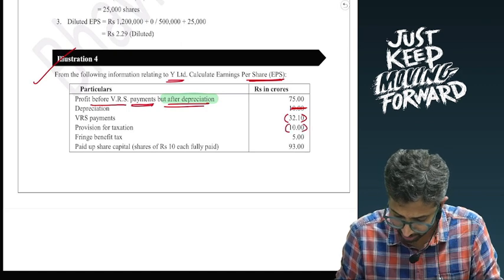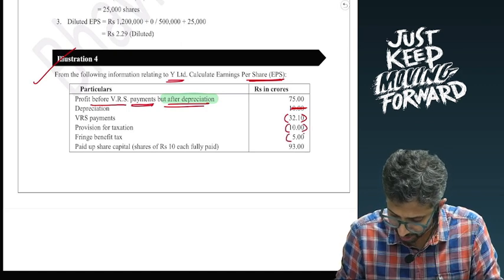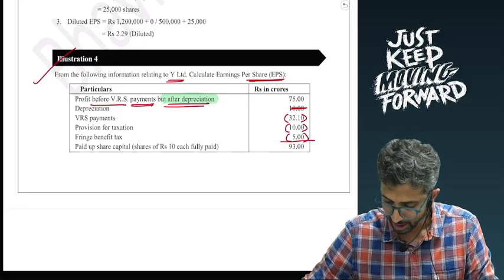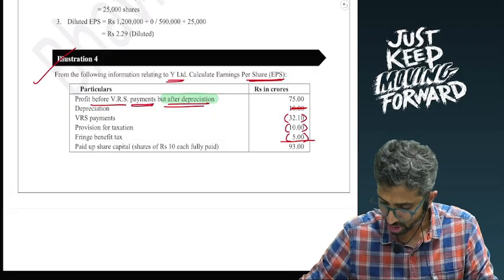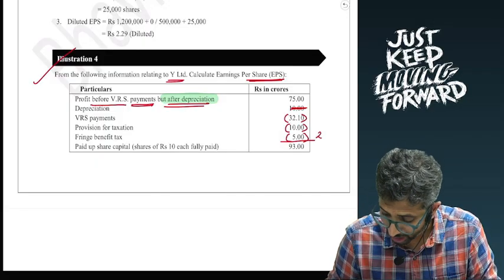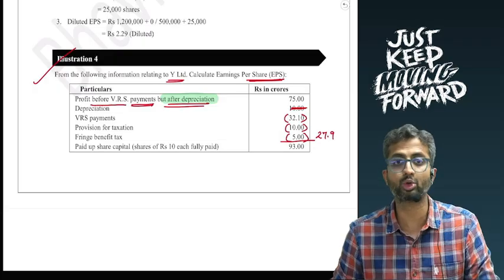I will also need to subtract tax and fringe benefit tax. So all of these are expenses. 75 minus 32.1 minus 10 minus 5. So I will be left with 27.9, which is attributable to the ordinary shareholders.